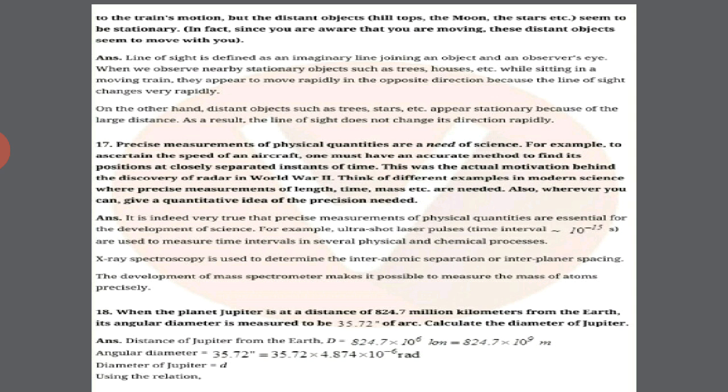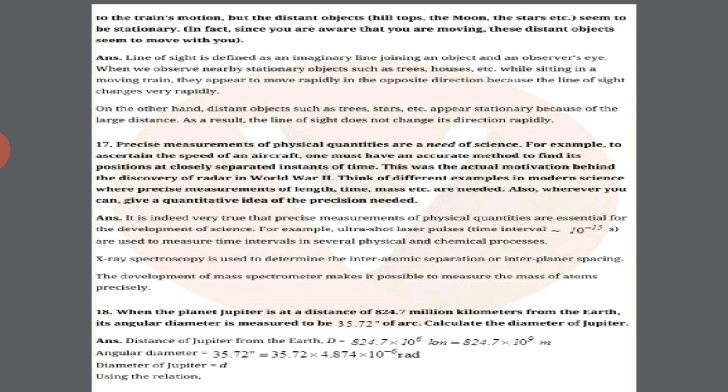When the planet Jupiter is at a distance of 824.7 million kilometers from the Earth, its angular diameter is given. Calculate the diameter of Jupiter. Okay, let's start. The distance of Jupiter is given there in kilometers. So when we convert this into meters, let's multiply by 10 to the power 3 more and the powers get added. Then it becomes 824.7 into 10 to the power 9 meter.